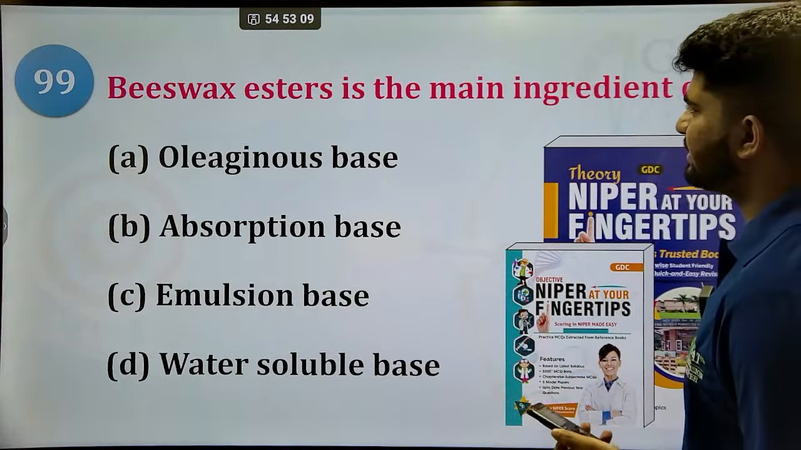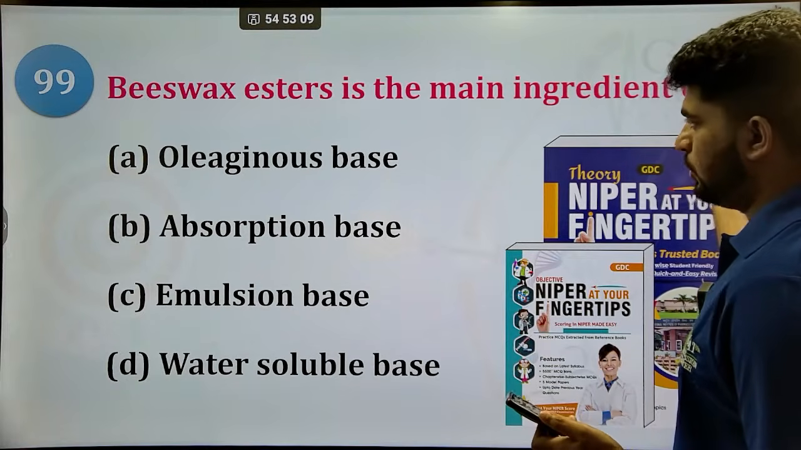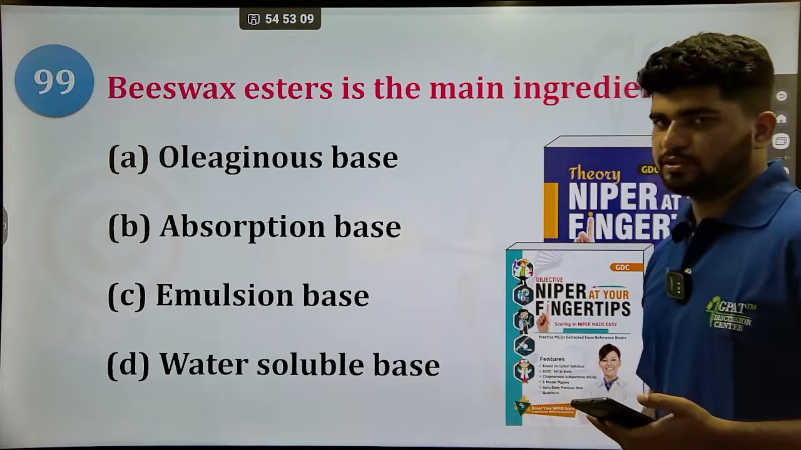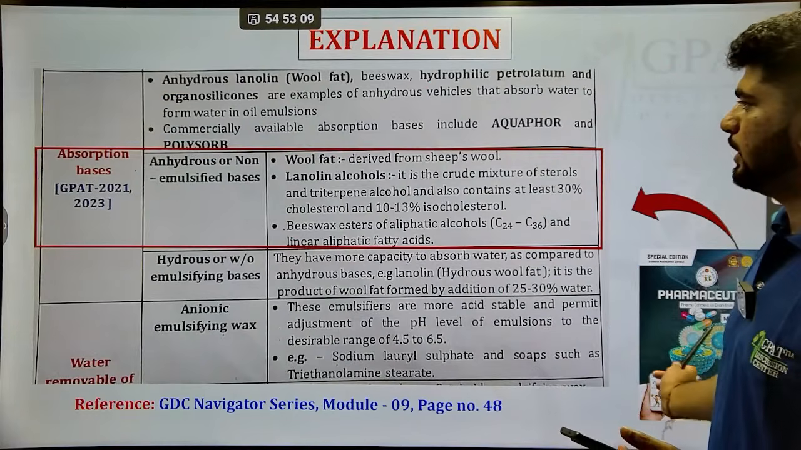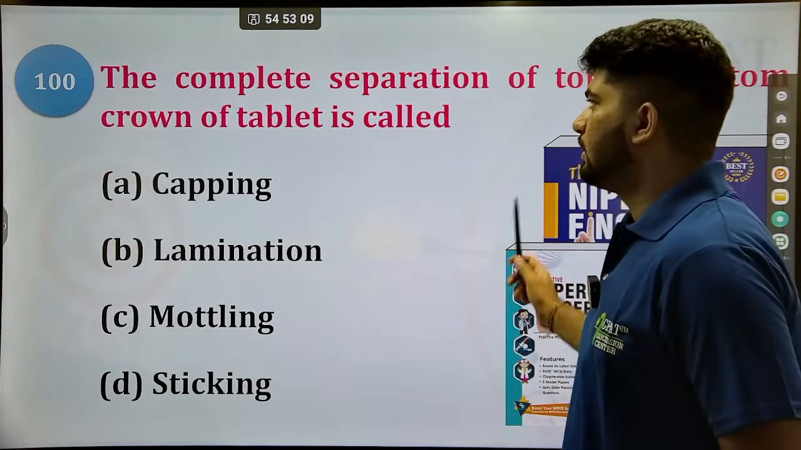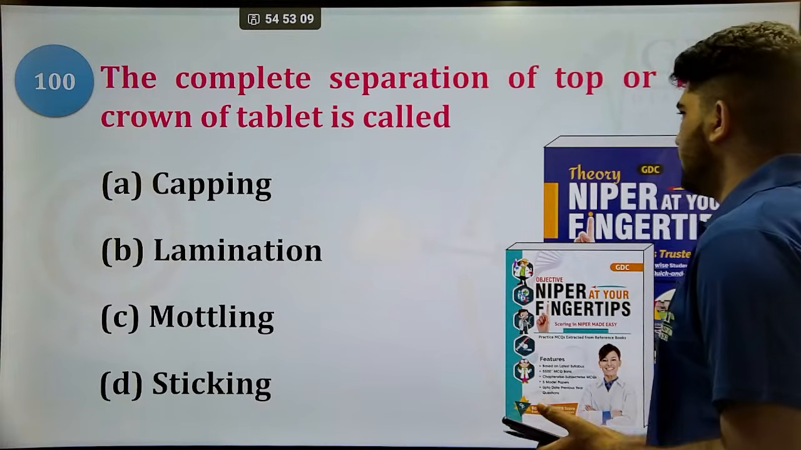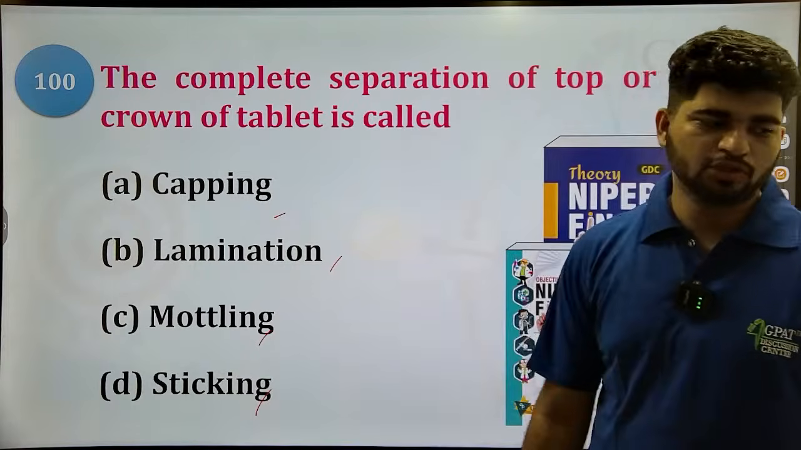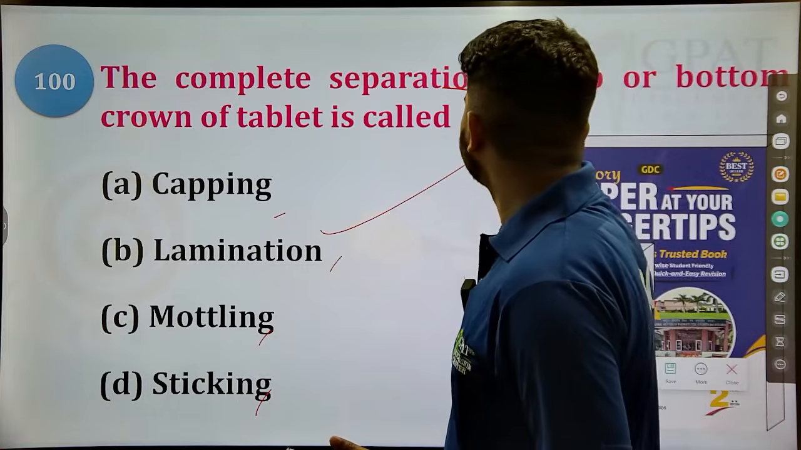Okay. Beeswax esters is the main ingredient of beeswax. Oleaginous base, absorption base, emulsion base, or water soluble base? That is your absorption base over here. By the way, these are very much important. Absorption base, oleaginous base. The complete separation of top or bottom crown of tablet is called as capping, lamination, mottling, or sticking? Mottling, that's an uneven distribution of color. Lamination is nothing but your complete separation.